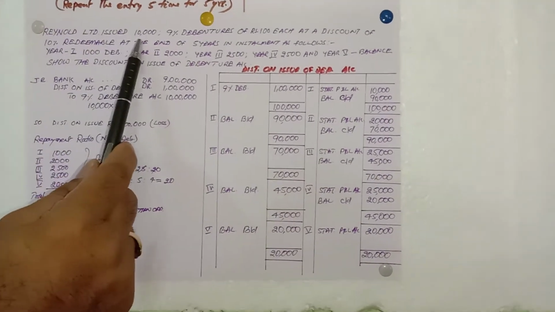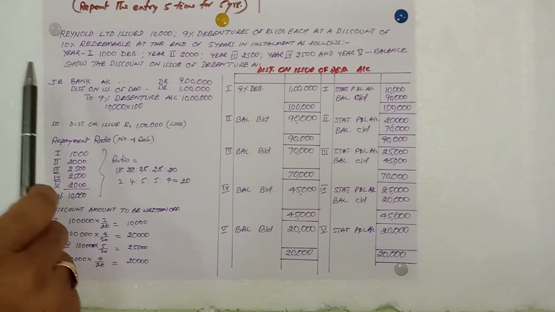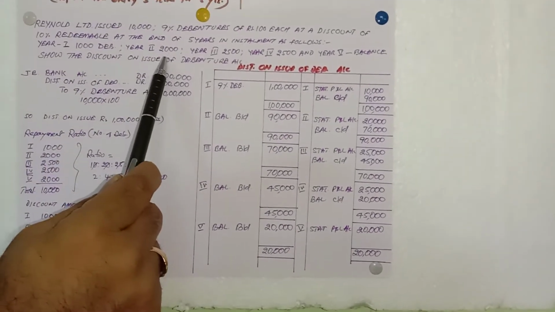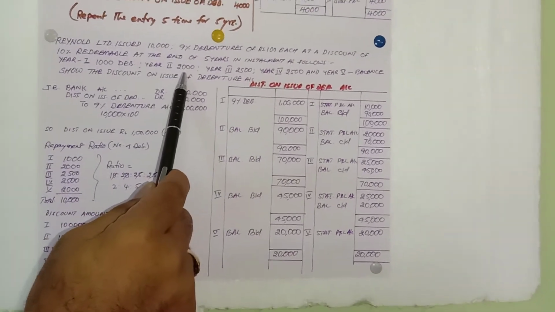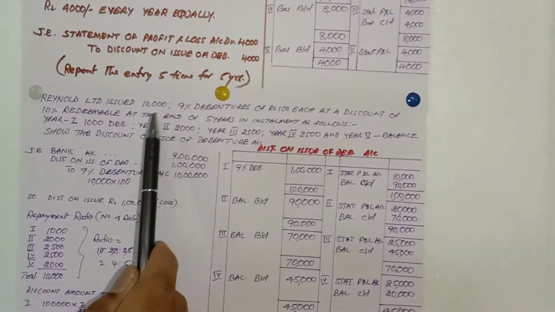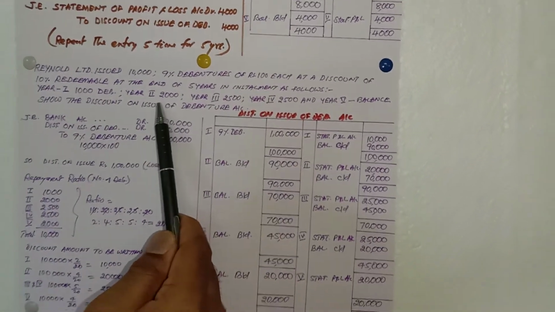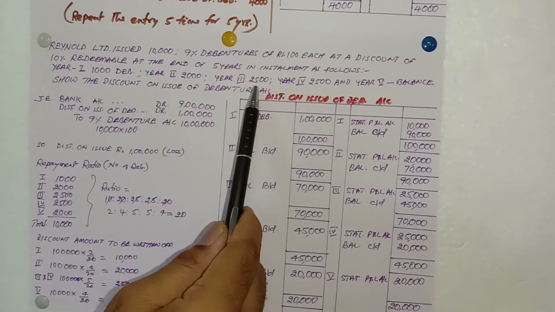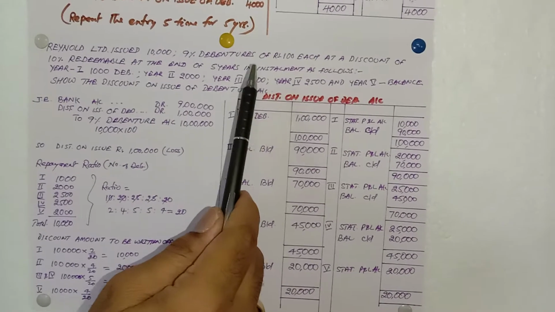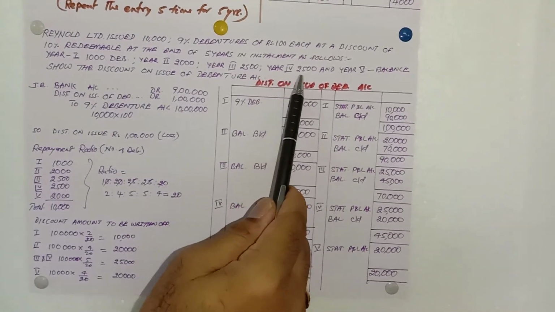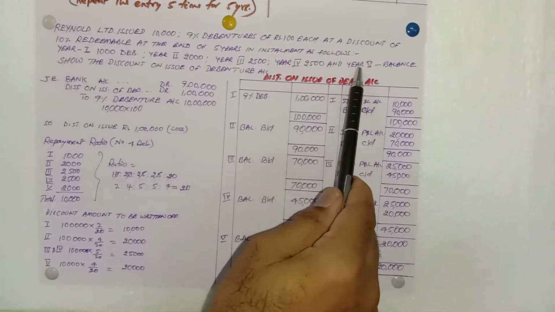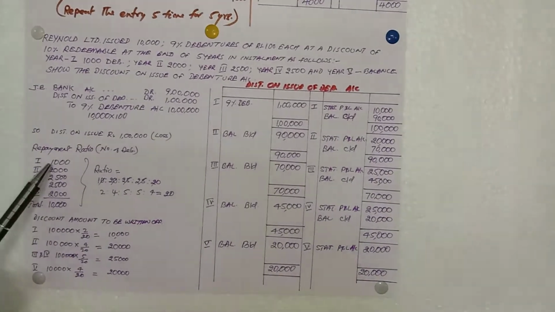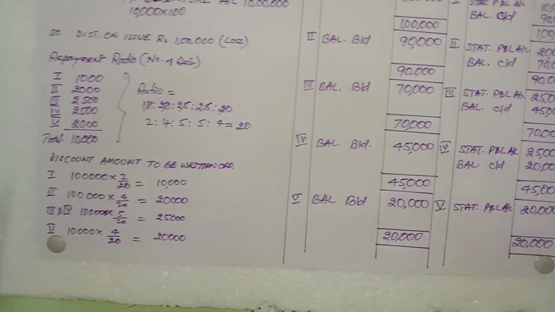So total number of debenture is 10,000. In the first year they repaid for 1,000 debenture. Second year they repaid for 2,000 debenture. That means 2,000 into 100 if you take it in amount. If you take it in units, it is 2,000 debenture. Third year they paid off 2,500, and fourth year they paid 2,500 again, and the balance in next time. So total you can see here I have worked out here repayment ratio.